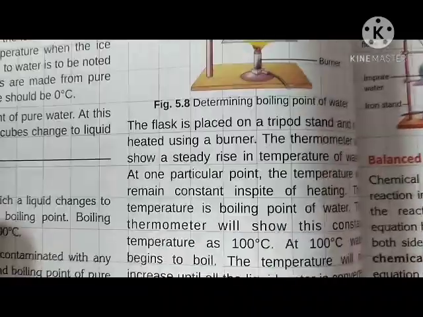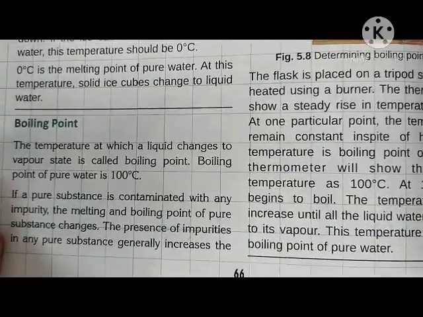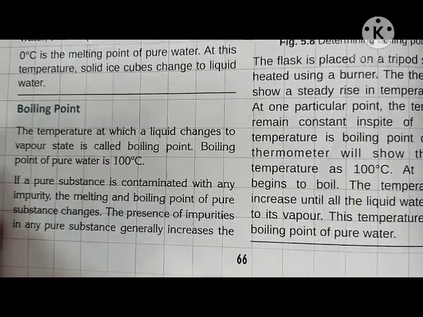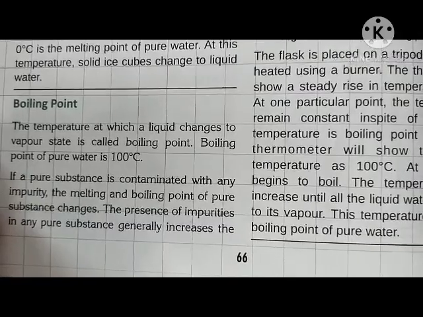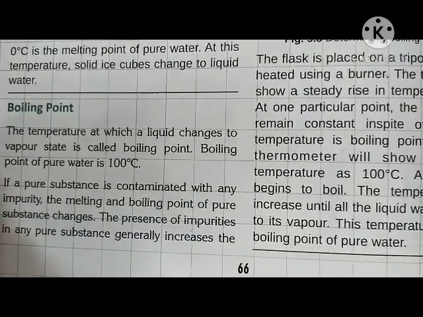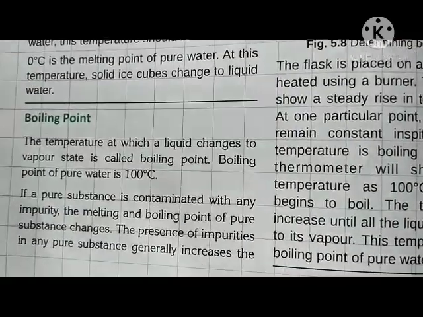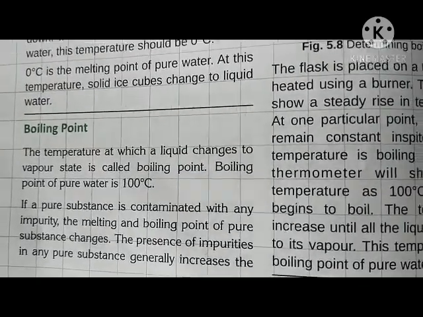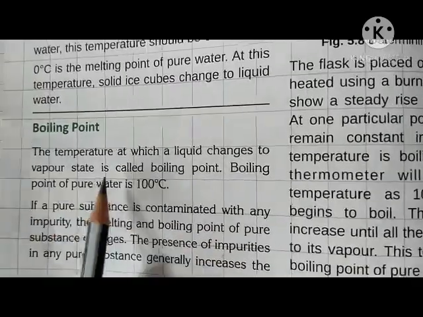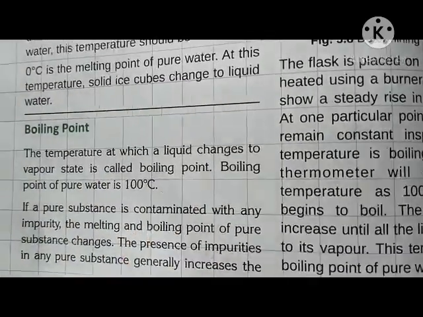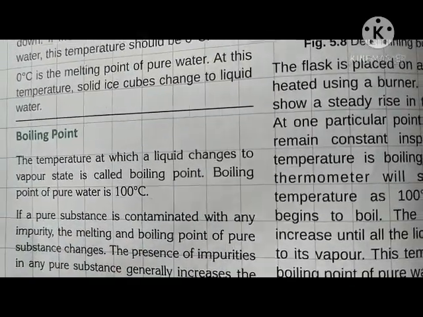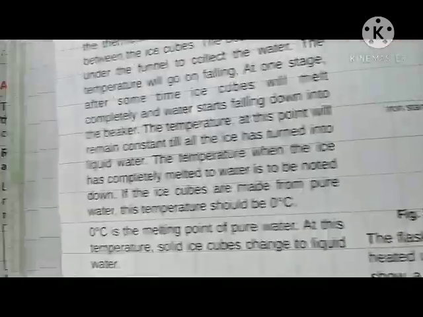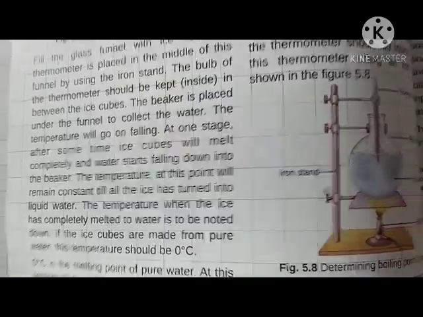After that, you can see boiling point. What is the meaning of boiling point? The temperature at which a liquid changes to the vapor state is called the boiling point. When any liquid substance undergoes evaporation, that is the point of boiling. The boiling point of pure water is 100 degrees Celsius, means at 100 degrees Celsius the water starts boiling, the water forms water vapors.